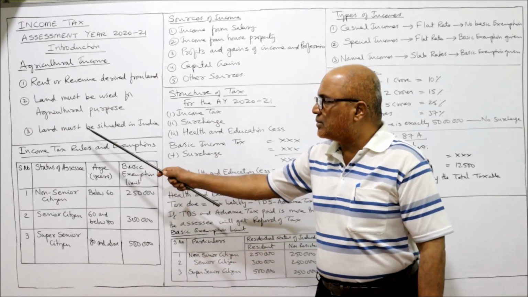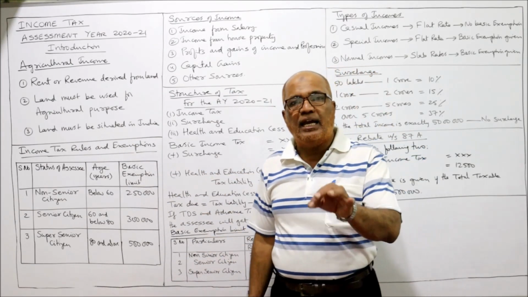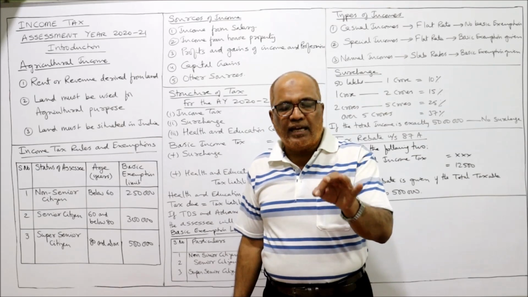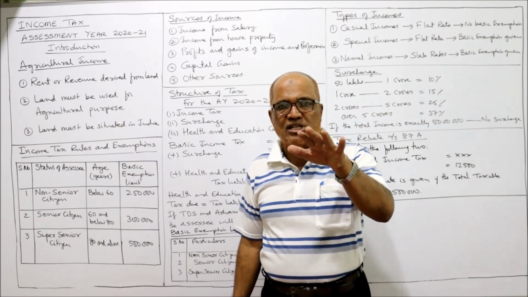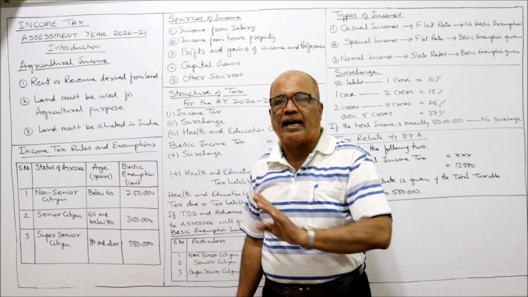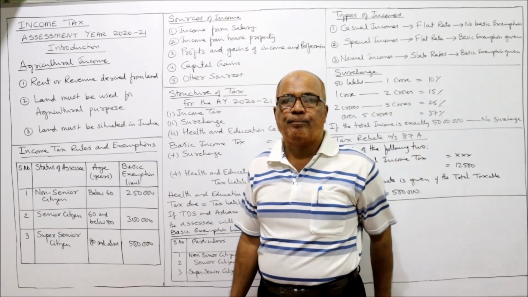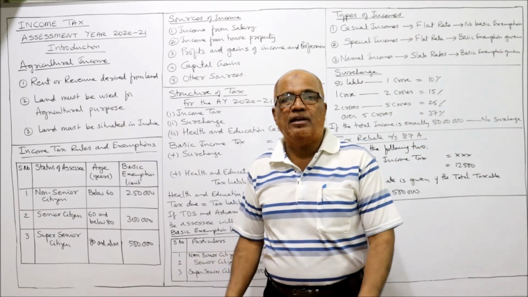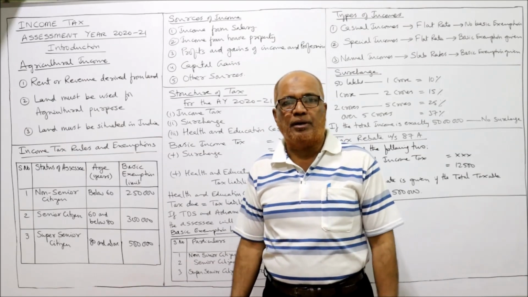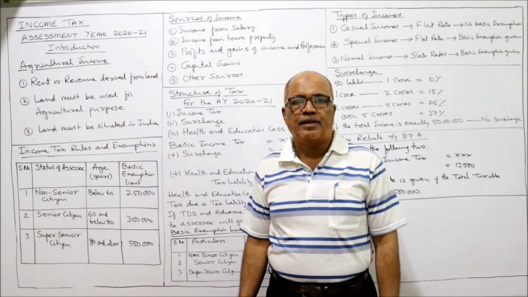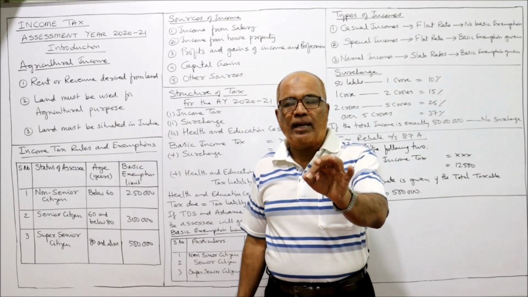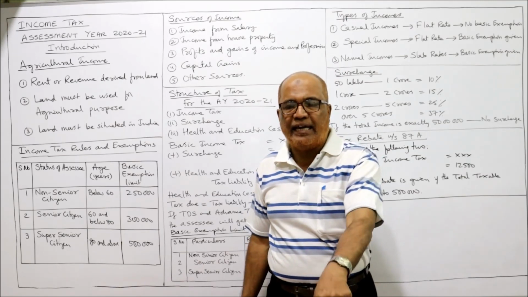That's all. Next comes: land must be situated in India. That means the income earned from land situated in India is the only income exempted. If agricultural income is earned outside India, it is non-agricultural income here, and it is taxable income. So it is exempt only if the agricultural land is situated in India.